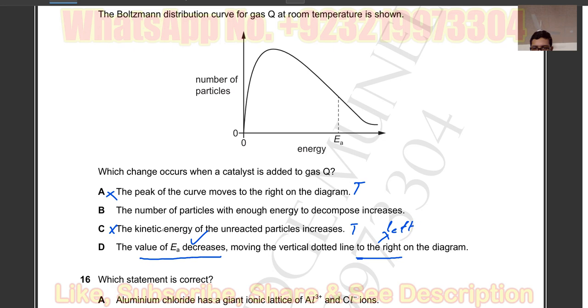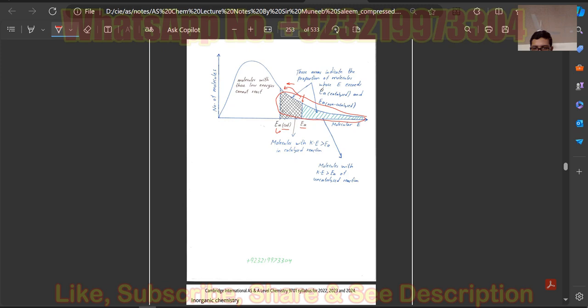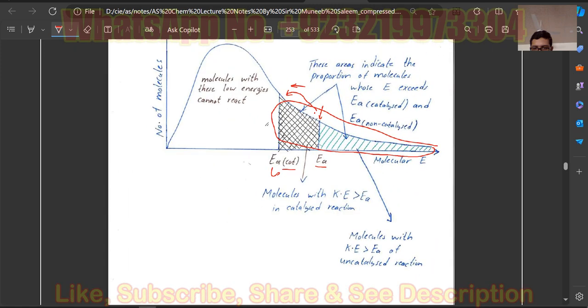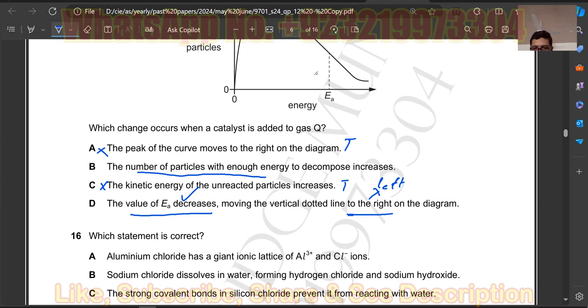And then the last option is B. The number of particles with enough energy to decompose increases. Okay, now that is a correct statement because when we employ the catalyst, then more number of particles have energy to decompose, or more number of particles have energy equivalent to or greater than the activation energy, as seen in this graph over here. More particles are now present. These are more extra molecules which have energy equivalent to or greater than the activation energy. So the right option is B.